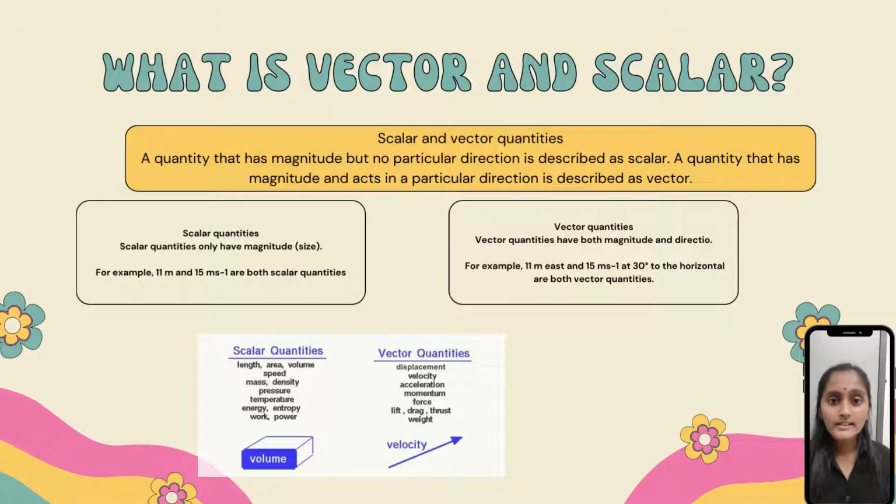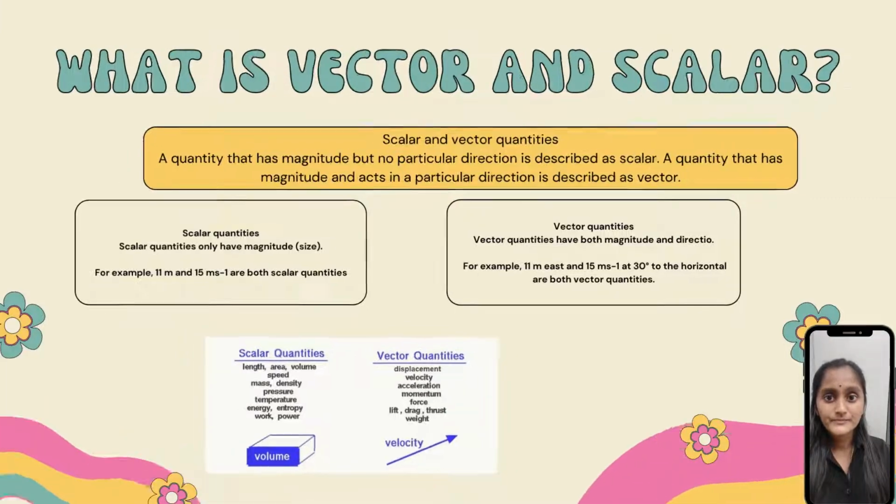A quantity that has magnitude but no particular direction is described as scalar. A quantity that has magnitude and acts in a particular direction is described as vector. Scalar quantities only have magnitude. For example, 11 meter and 15 meter per second are both scalar quantities. Vector quantities have both magnitude and direction. For example, 11 meter east and 15 meter per second at 30 degrees to the horizontal are both vector quantities.